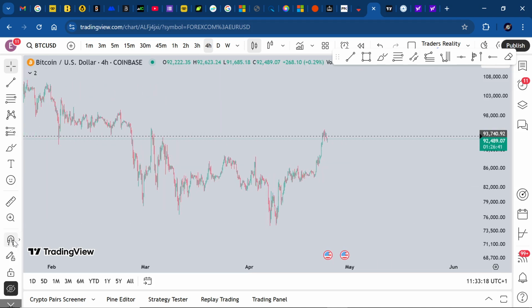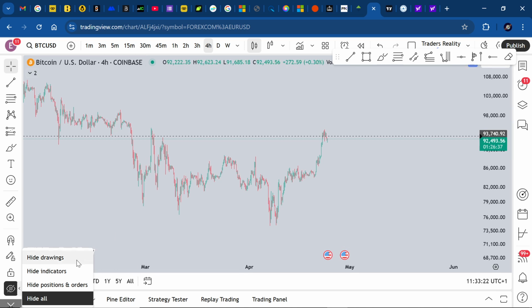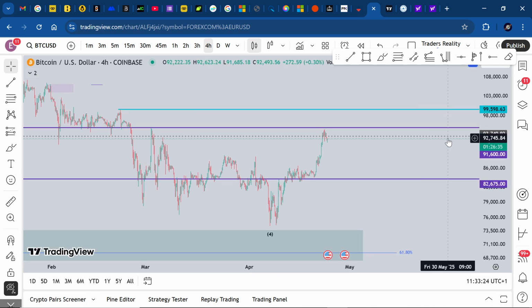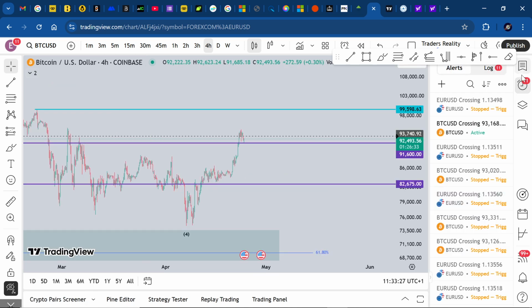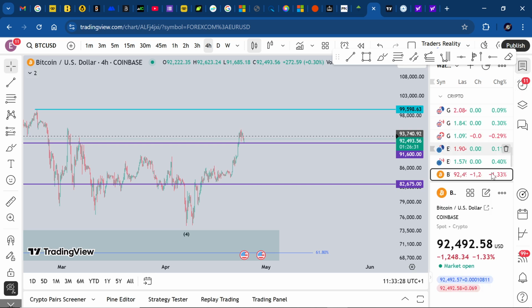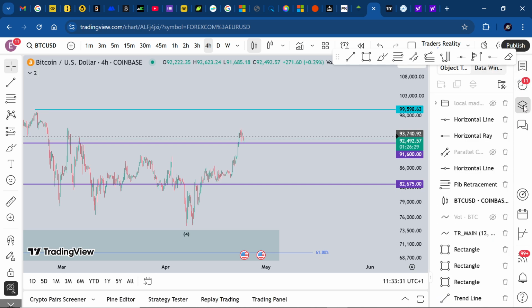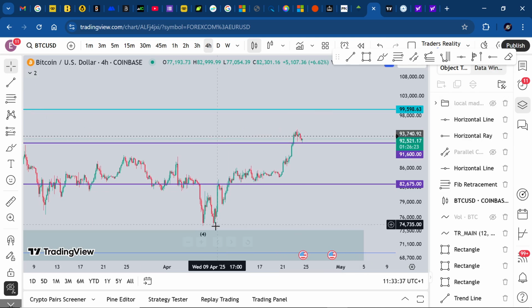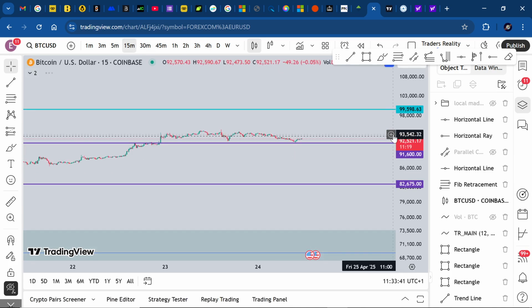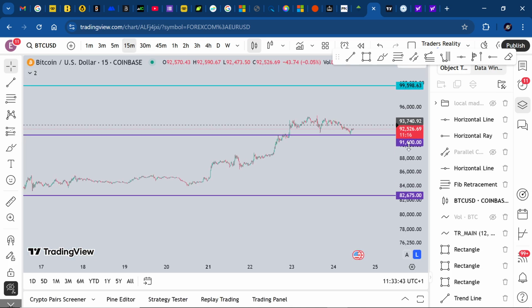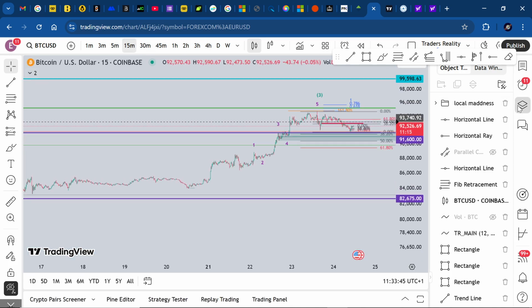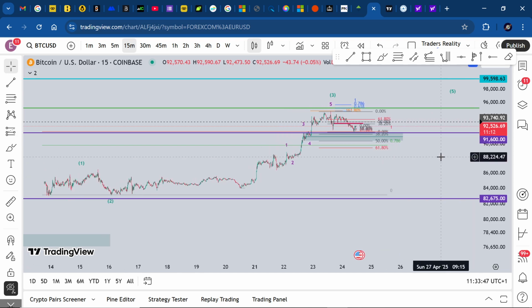I'm going to put on the local markings that I have for Bitcoin right now. That would be, sorry, the object tree here, local madness. Oh yes, it is mad. So you can see here, we've got a 1, 2, 3, 4. Let's go down to the 15. Then I can put this on. Okay, right.